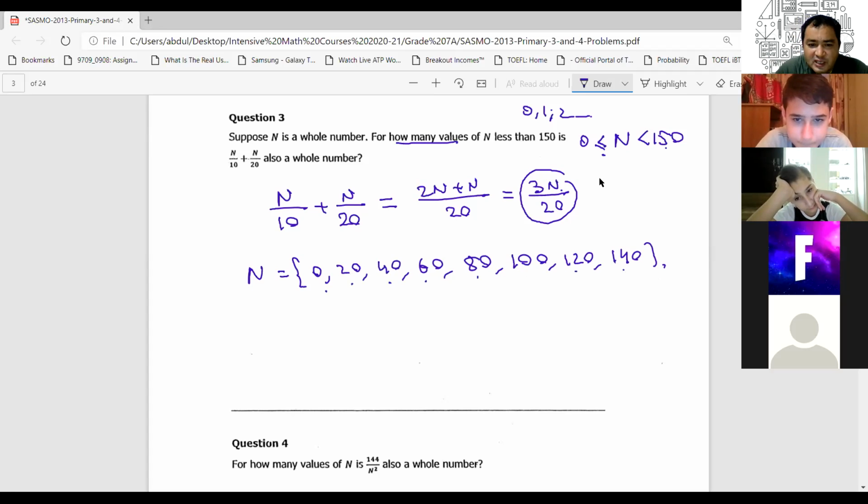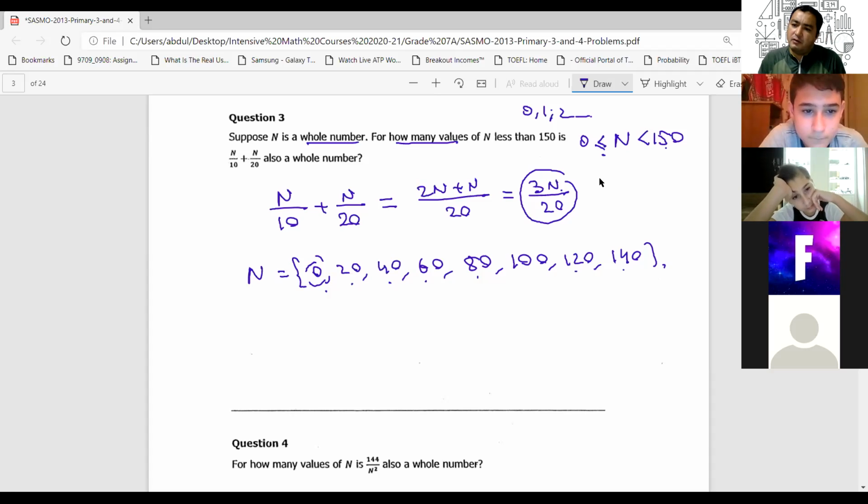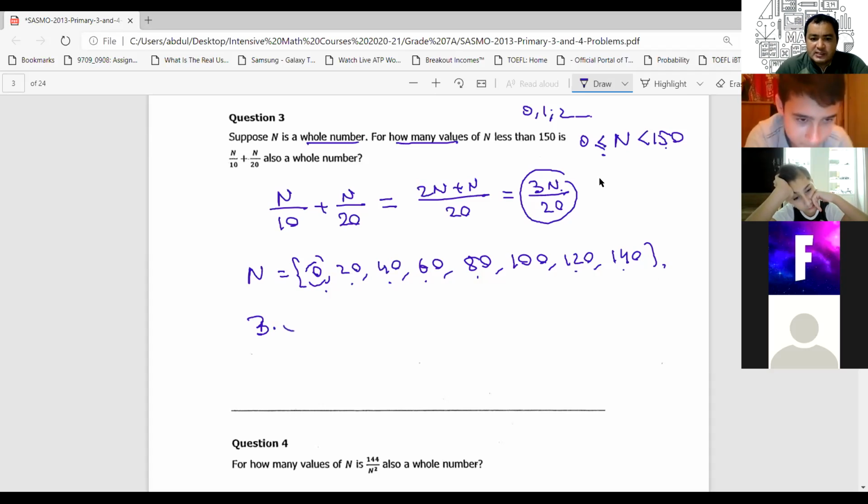Now, if you skip 1, 0, for example, if you don't know the meaning of whole number, your answer will be wrong. It should be 100% correct. But is 0 divisible by 20? Yes, of course. What is 0 over 20? 3 times 0 is 0, 0 over 20, that's equal to 0. Is 0 a whole number? Yes, yes. Yes, it's a whole number.